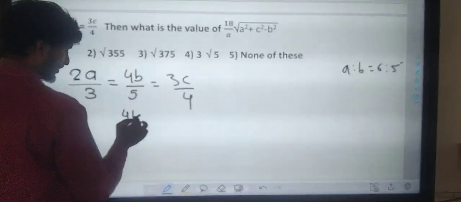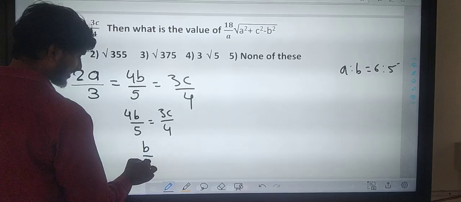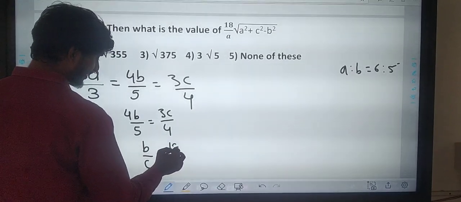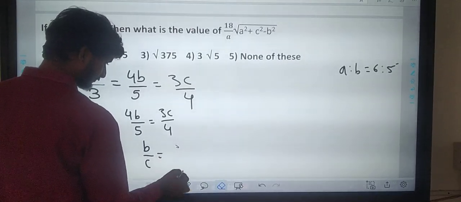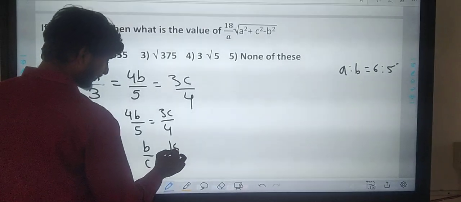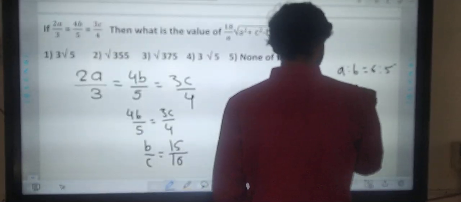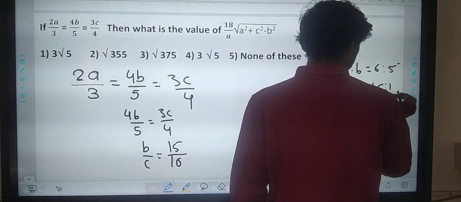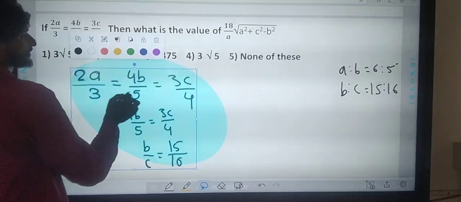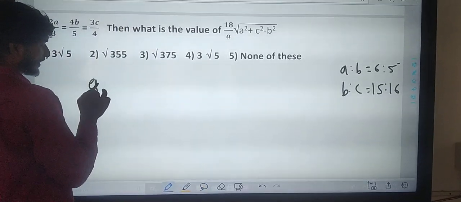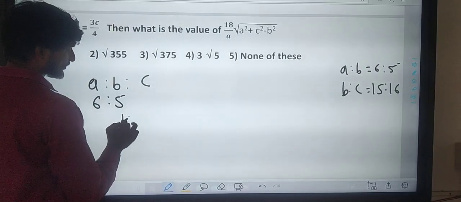Then 4b upon 5 is equal to 3c upon 4. Then b upon c is equal to 15 upon 16. Then b to c is equal to 15 to 16. Now here we find a to b to c, the value of a to b to c here.